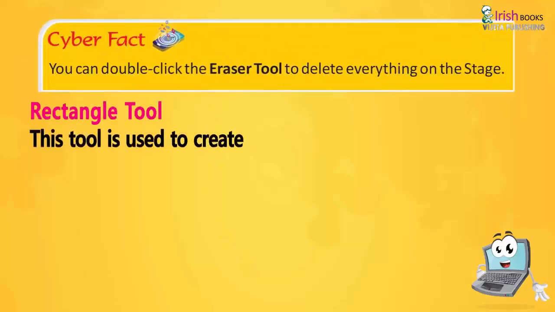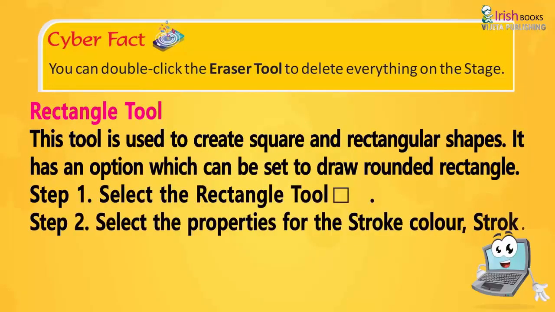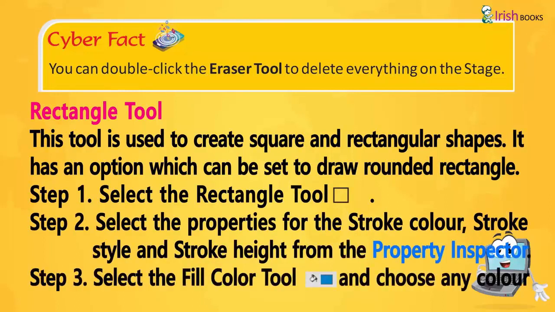Cyber fact. You can double-click the Eraser tool to delete everything on the stage. Rectangle tool. This tool is used to create square and rectangular shapes. It has an option which can be set to draw a rounded rectangle.